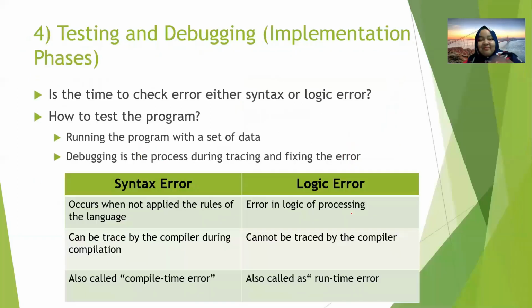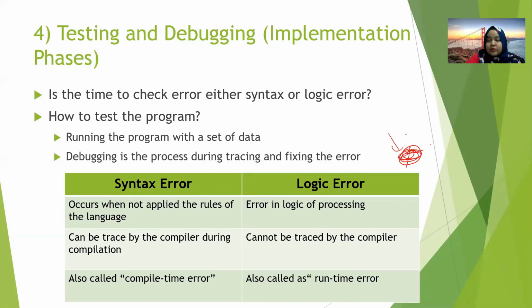Okay, so bila kita dah settle buat coding, kita akan testing and debugging. Debug ni maksudnya kita nak test ada error ke tak ada. It is the time to check error, either syntax or logic error. How to test the program: running the program with a set of data. Debugging is the process of tracking and fixing the error. Okay, itu maksud dia testing and debugging. So ini very famous guys, selalu keluar dalam final.